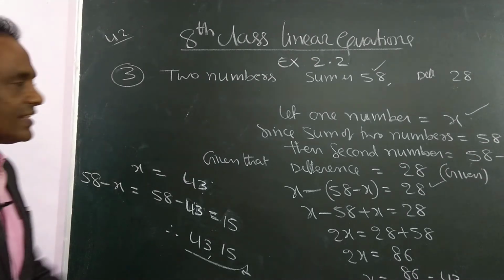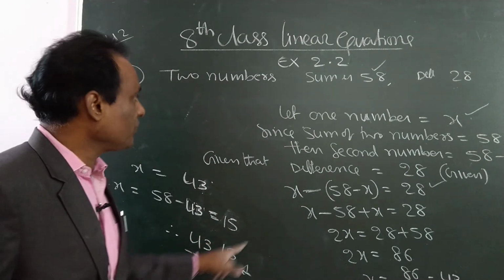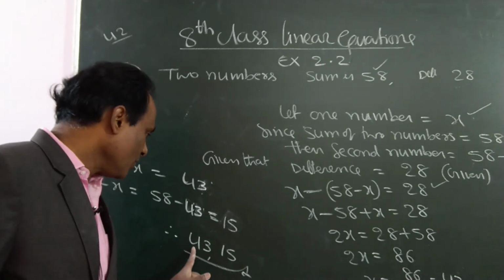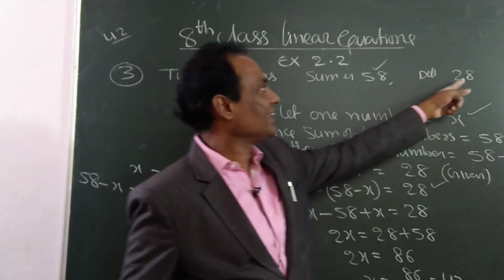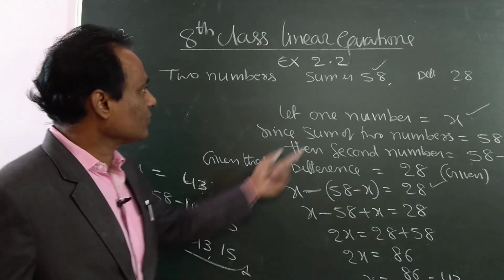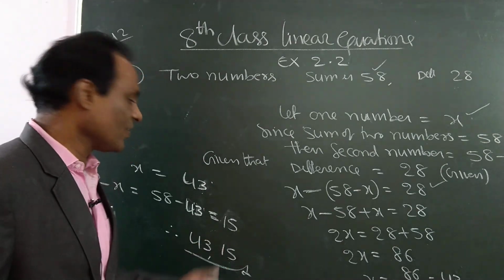See, we can verify the answer. Sum is, what is 43 plus 15? 58. Difference, minus, subtract: 43 minus 15 is 28. The sum of the numbers is 58 and the difference is 28. So these are the required numbers.